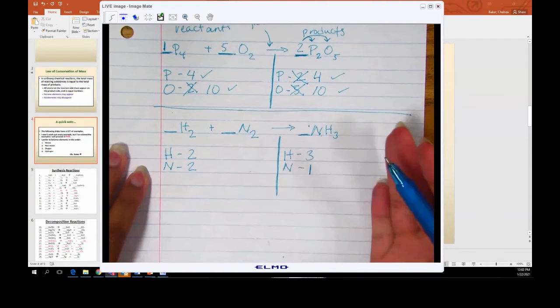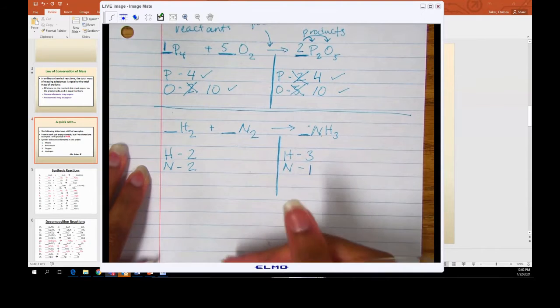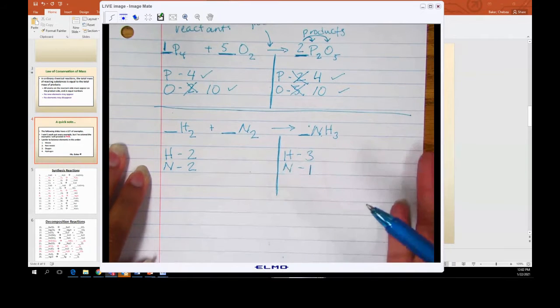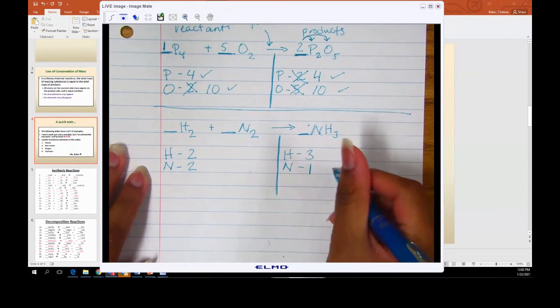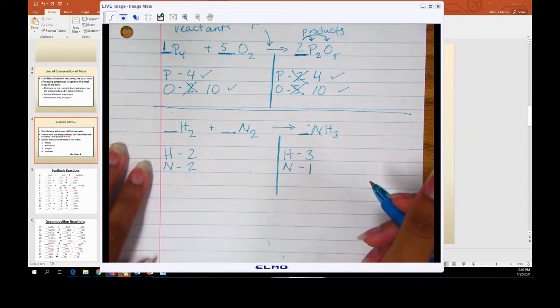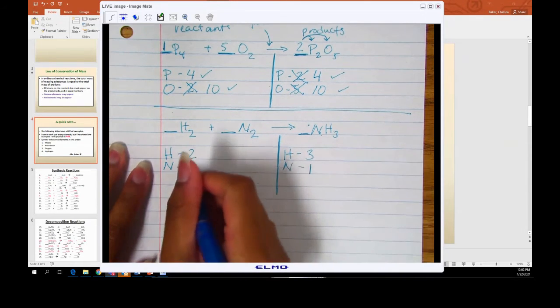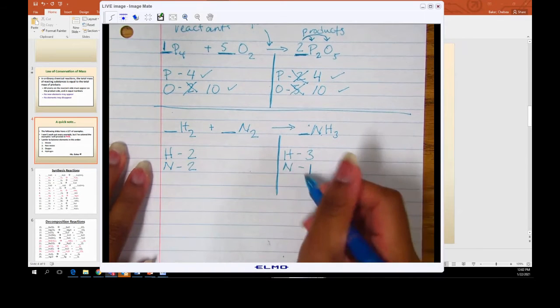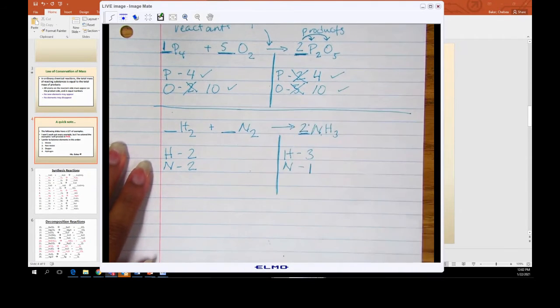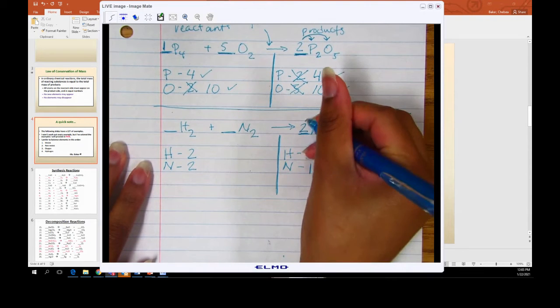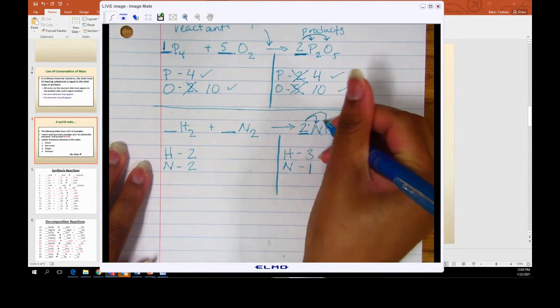My priority is metals, then nonmetals, oxygen, then hydrogen. I don't have any metals here. I do have a nonmetal that's not oxygen or hydrogen, it's nitrogen. So I'm going to deal with balancing it first. I've got 2 nitrogens on reactants and 1 in the products. We can change that by throwing a 2 in front of the nitrogen. Of course, that'll apply to the hydrogen as well.